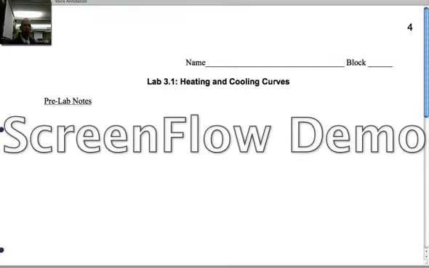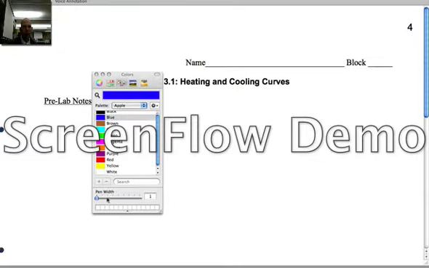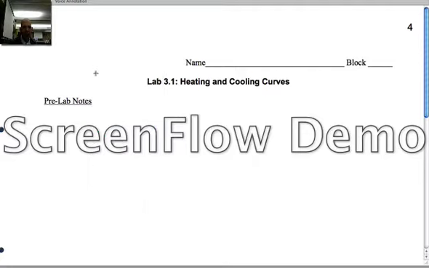I do want to apologize. I know I am testing out another software program, so I am aware that there's this big thing that says ScreenFlow or something ridiculous like that in the middle of your page. So let's just bear with that for today, and Mr. M will come up with the money necessary to pay for this.